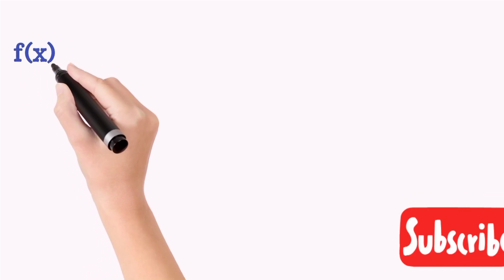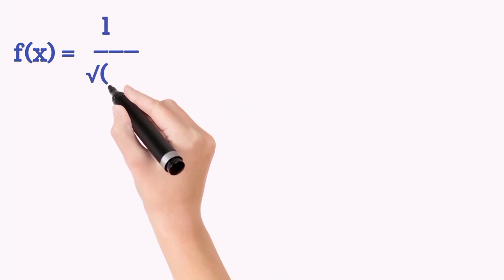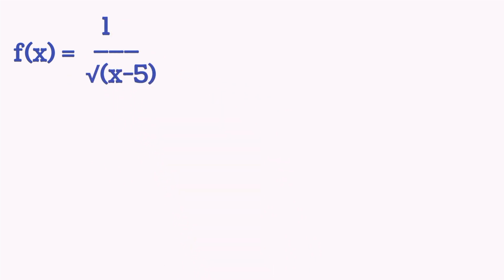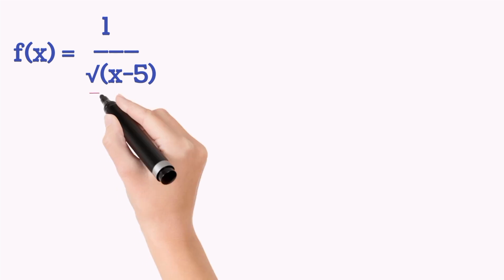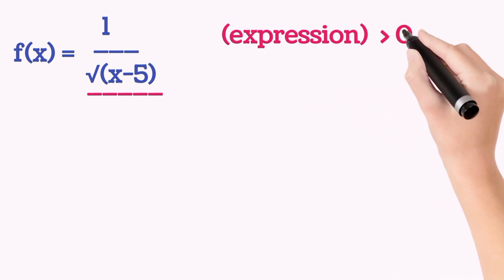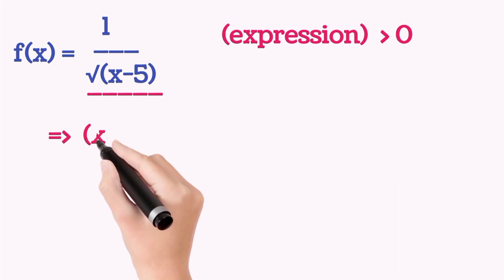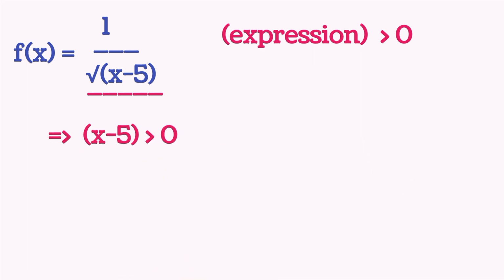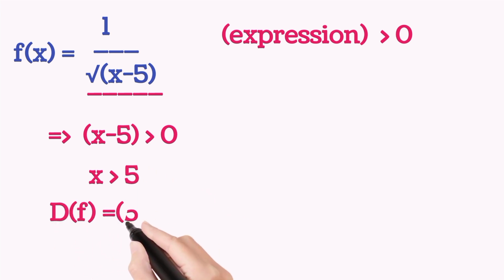Now the third question is, f(x) is equal to 1 by square root of x minus 5. Now here the square root is in the denominator. So when the square root is in the denominator, then the expression in the square root should always be greater than 0. So x minus 5 should be greater than 0. It means x should be greater than 5. So the domain of the function will be (5, infinity), where 5 is not included because x is greater than 5. So hope you understood all these steps.